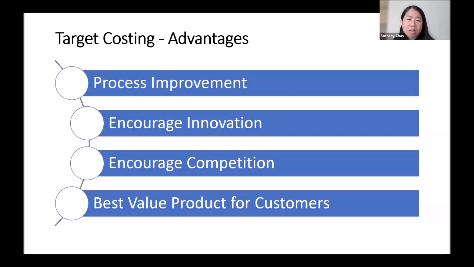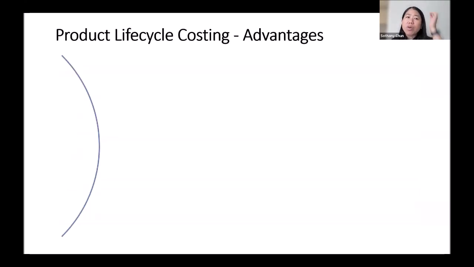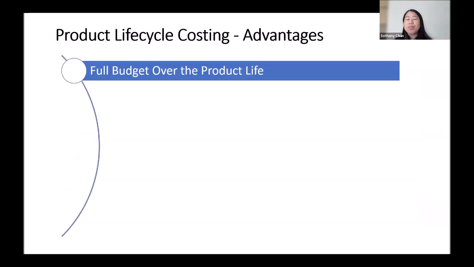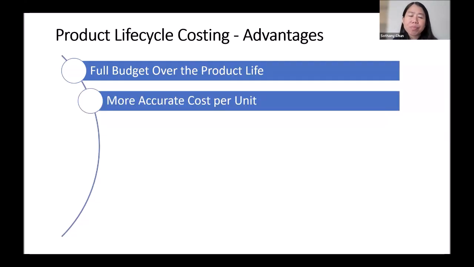So those are the advantages of target costing. What about product lifecycle costing? Because product lifecycle costing considers cost at all stages of the product, it means that when we do that, we have to budget over the full product life, which results in a more accurate cost per unit. And as a result, we also have a better, more accurate selling price.